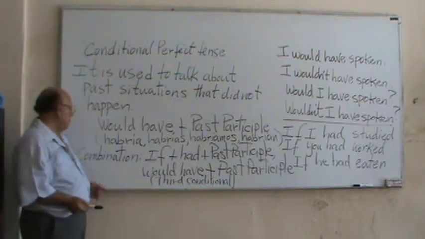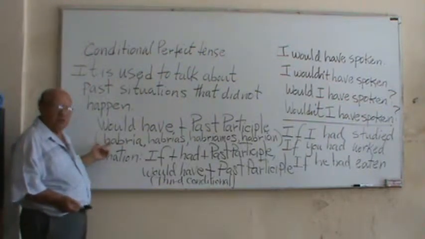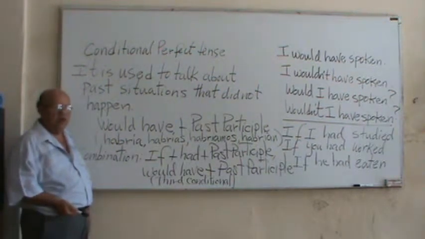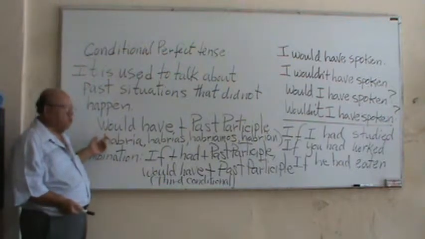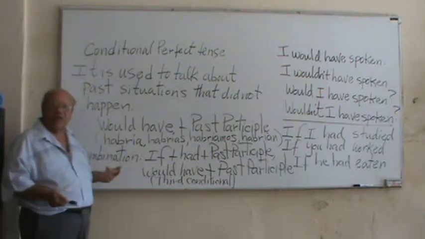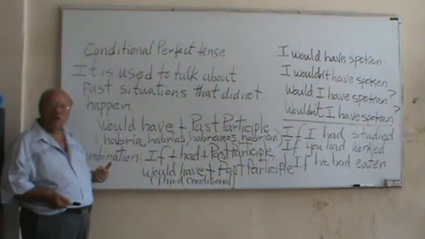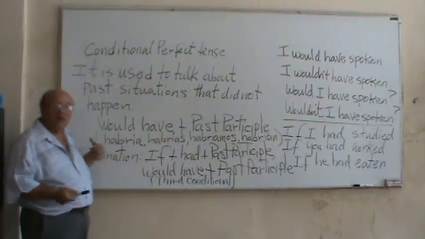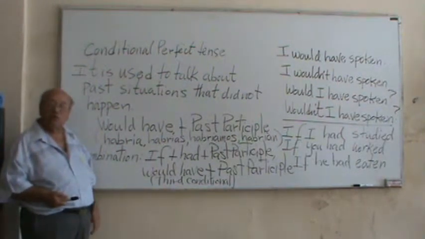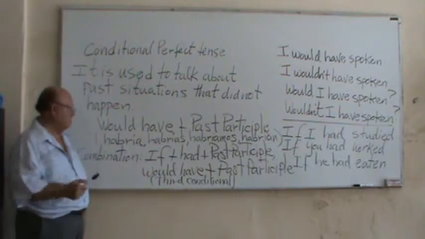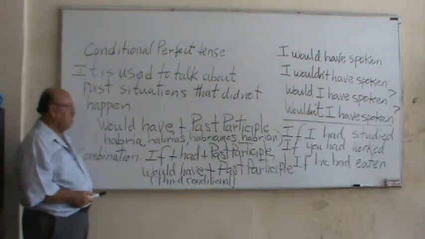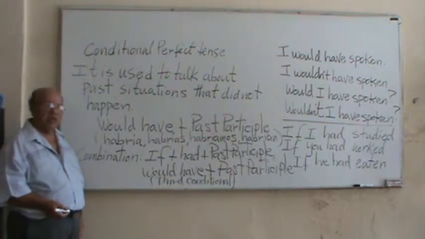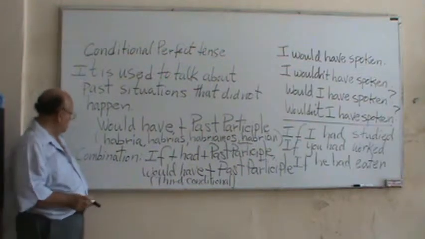For example, I would have gone, or I'd have gone, habría ido. I would have traveled, habría viajado, or I'd have traveled. I would have studied, habría estudiado, or I'd have studied. Okay? It is important to use the contraction in conversation. Okay? This is very important.